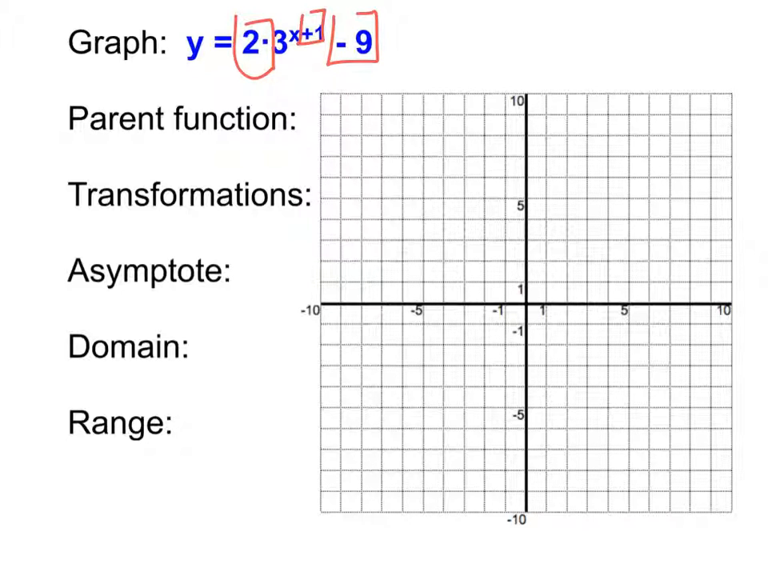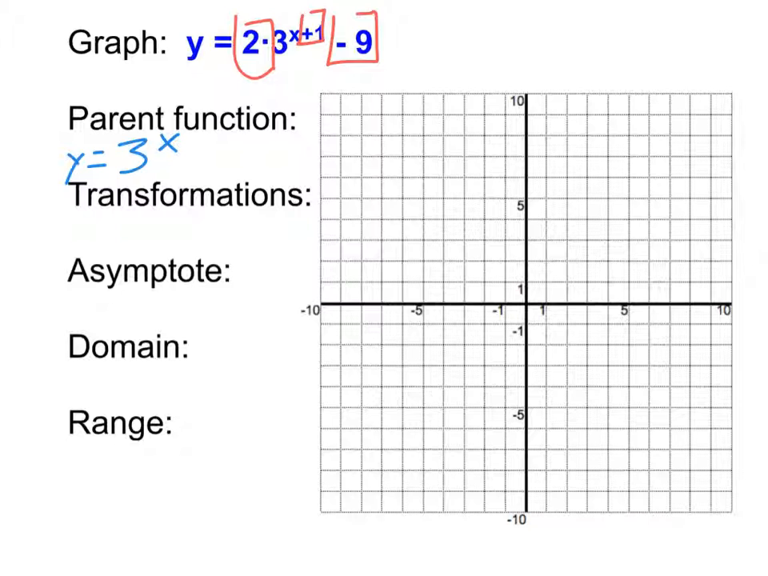You notice why I didn't put a box around is the 3 to the x. So the 3 to the x is our parent function. But then the transformations. Everything that I just put a box around represents a transformation. Now, in general terms, remember that any time we add or subtract, that's a shift of some sort. So then it's just a matter of knowing, are we shifting up, down, left, or right?